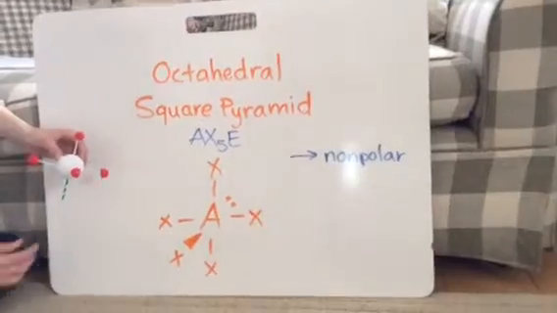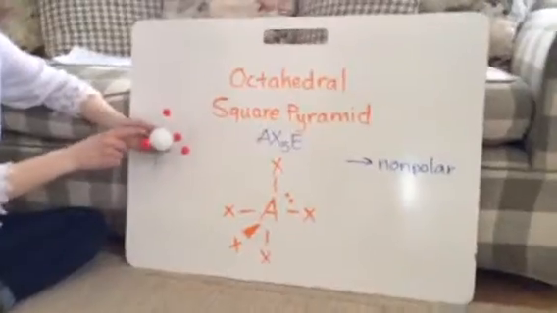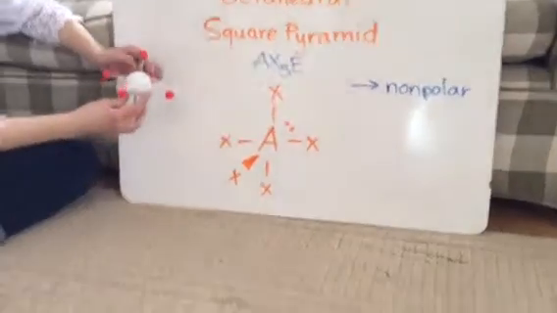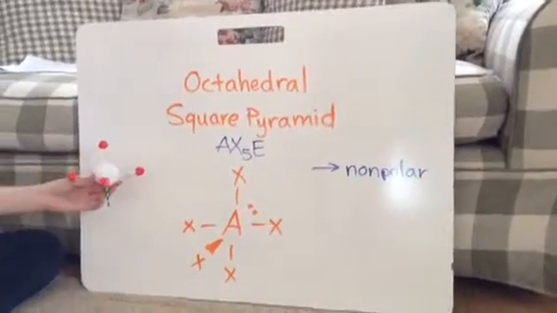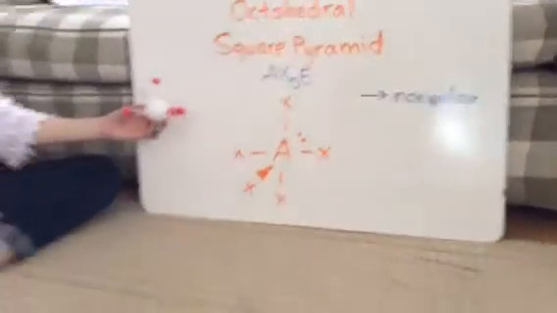Octahedral square pyramid is one central atom surrounded by 5 bonded pairs of electrons and 1 pair of unbonded electrons. It gets its name square pyramid because the atoms make a 4-sided square pyramid, and it is nonpolar because all the atoms' charges meet in the middle and cancel out, and the unshared electron pair repels the atoms downward or upward.